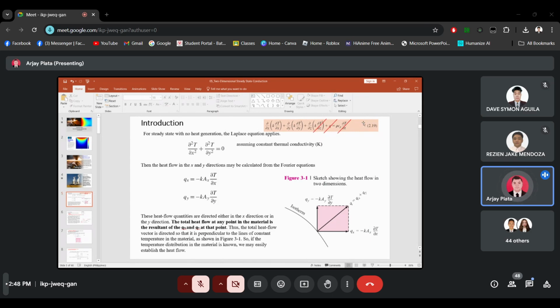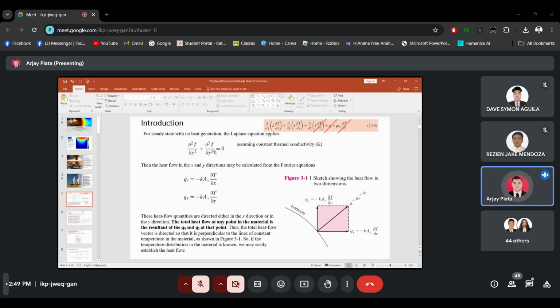So this 2.19 is the heat diffusion equation. So this is our formula. Since we do not have a z-axis, we have to eliminate the z, and we do not have heat generation, so we have to eliminate the q, and we also don't have energy storage, so we have to eliminate that term. So what was left? What were left are the heat transfer in the x and y directions. So it's a two-dimensional heat transfer.